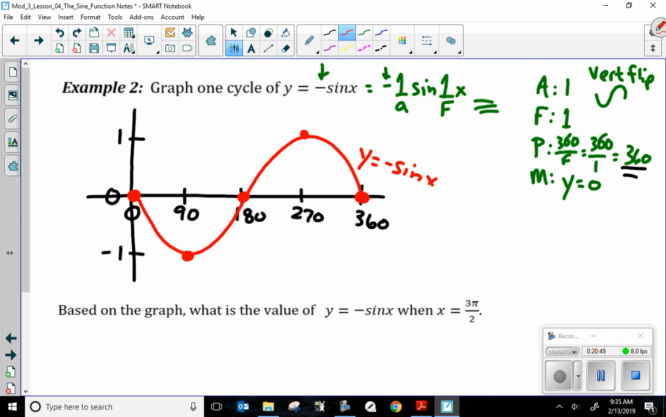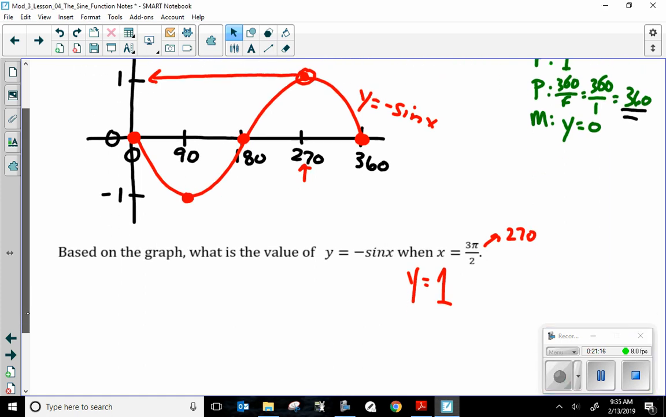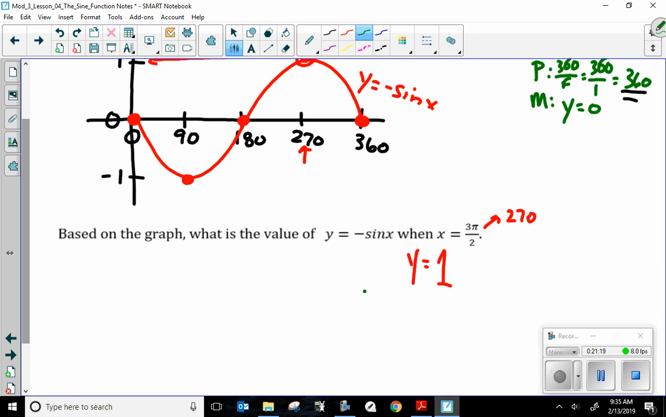Based on the graph, what is the value of y? So they want to know our y when x is 3 pi over 2. 3 pi over 2 is 270 degrees, okay? So what's the value here? The y value is a positive 1. So y equals 1. Not too bad. So in essence, what you just solved is the negative sine of 3 pi over 2. You just figured that out just by knowing the graph.